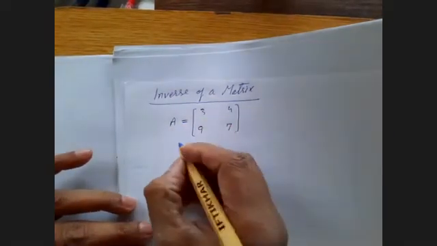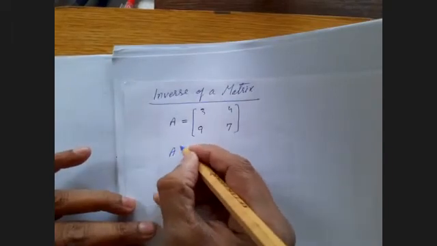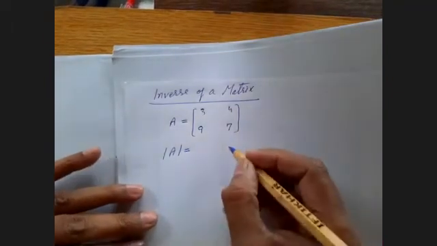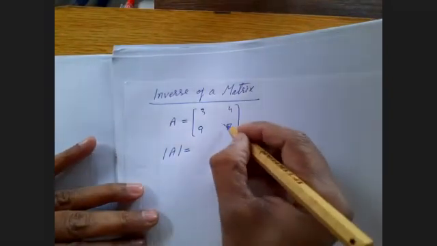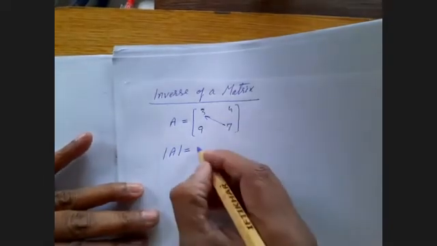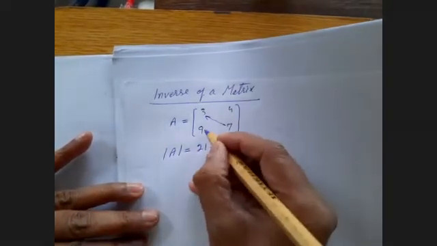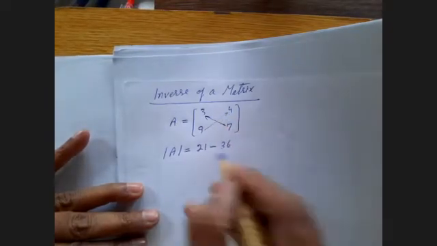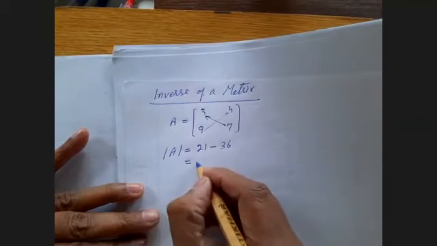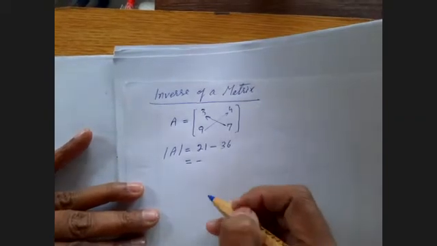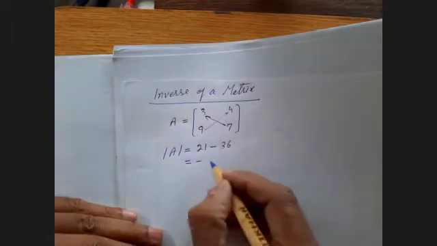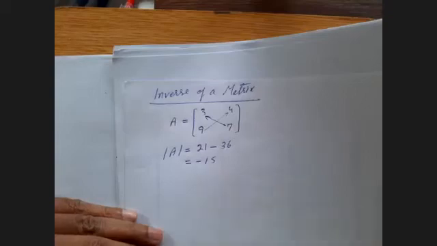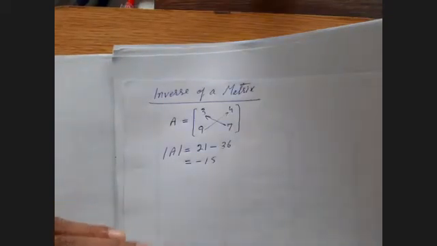First of all, we have to find out the determinant of the matrix. You have to see what is the result of the determinant of the matrix. 7 into 3, as I told you the method, 7 into 3, 7 threes are 21, minus 9 into 4, 9 fours are 36. You have to subtract this, 36 minus 21 with negative sign. Minus 15 is the determinant of the matrix.